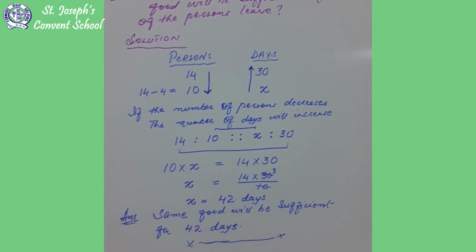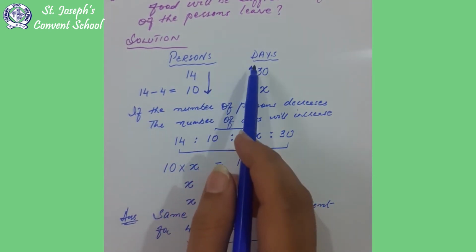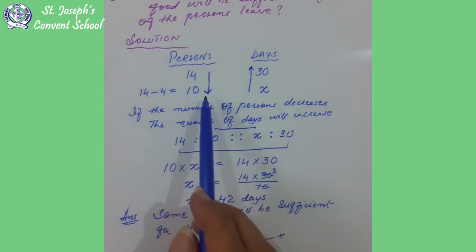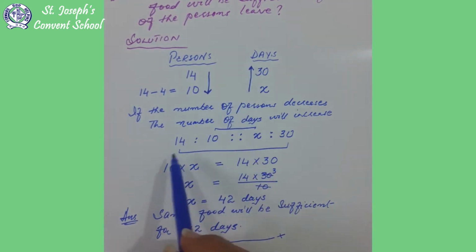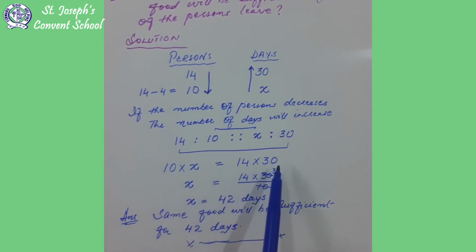Okay, it's not difficult, very easy questions. Just find which two sets you have to solve. So number of person, number of days. If one quantity is, you can see, decreasing, other will increase. Okay, so start from tail till arrow. Write the numbers. Product of extreme values equals to product of mean values, or product of mean values equals to product of extreme values. X will remain here, 10 is multiplying, so that side when you shift you will divide it and you will get the answer. X equals to 42 days, and in this statement same food will be sufficient for 42 days. Okay, easy it is. Let's do more questions.